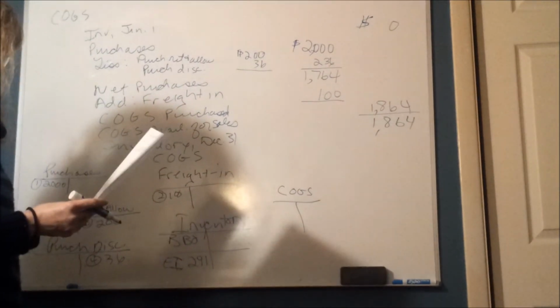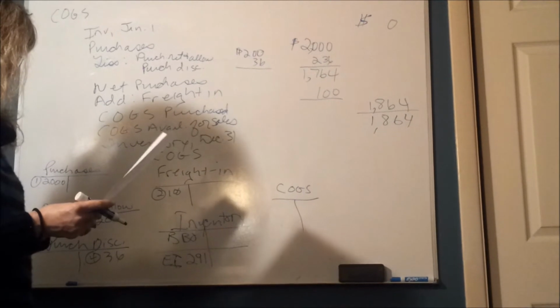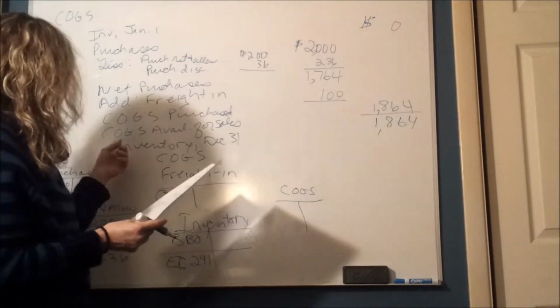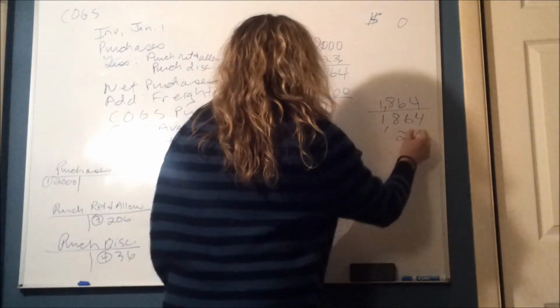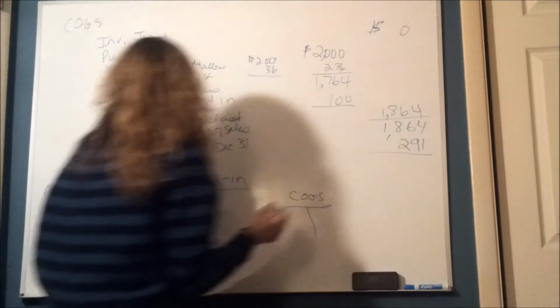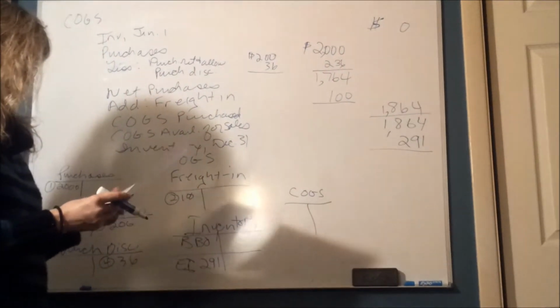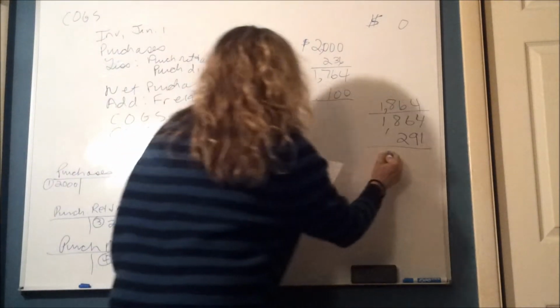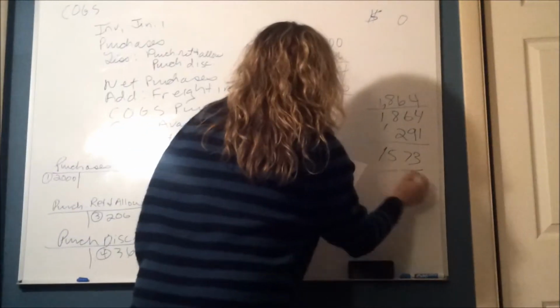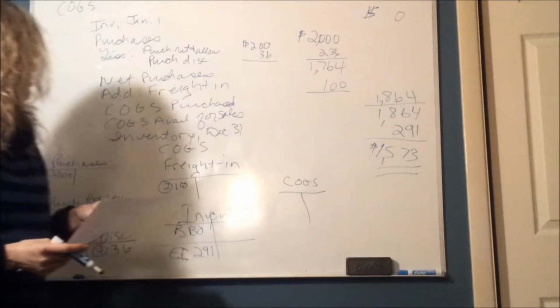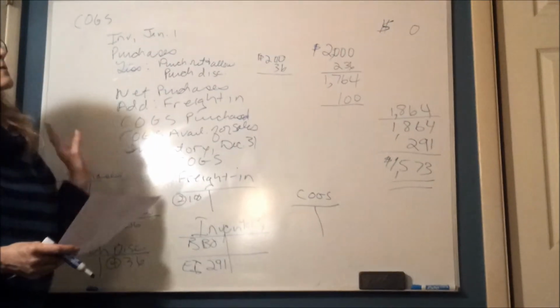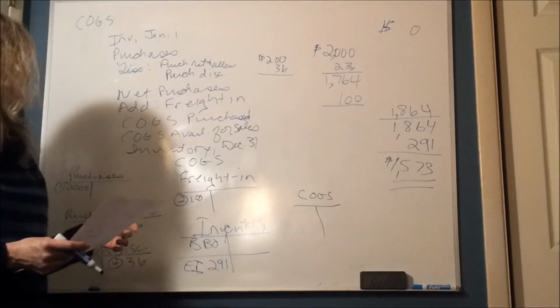$1,864. The last thing we do is subtract our end of year inventory, which is $291, and that gives us our cost of goods sold. So our cost of goods sold is $1,573. And that's all there is to it. Again, I hope this explained it all to you. If you have questions, feel free to call me.